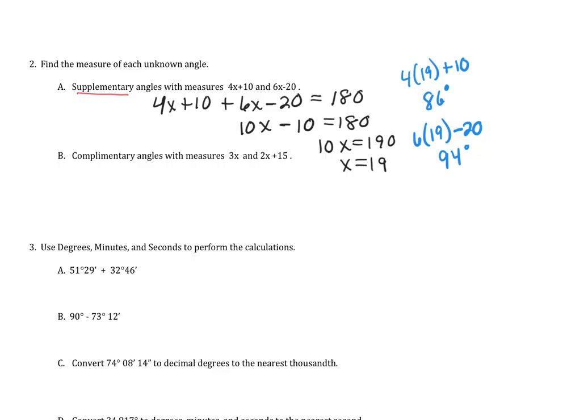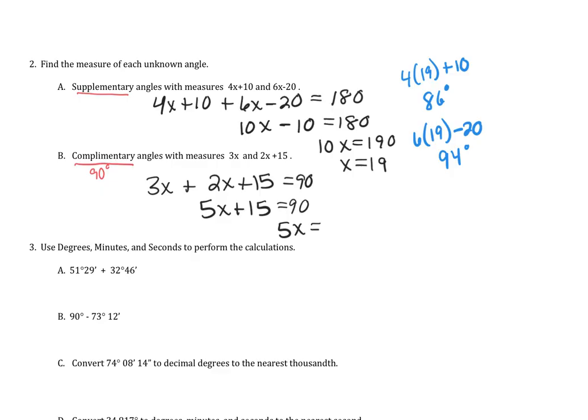All right, looking at example B, two complementary angles. So complementary angles, those are the ones that add to 90 degrees. And so we're going to write our equation, 3x plus 2x plus 15, and that is equal to 90. That's 5x plus 15 equals 90. 5x would equal 75, so x equals 15.